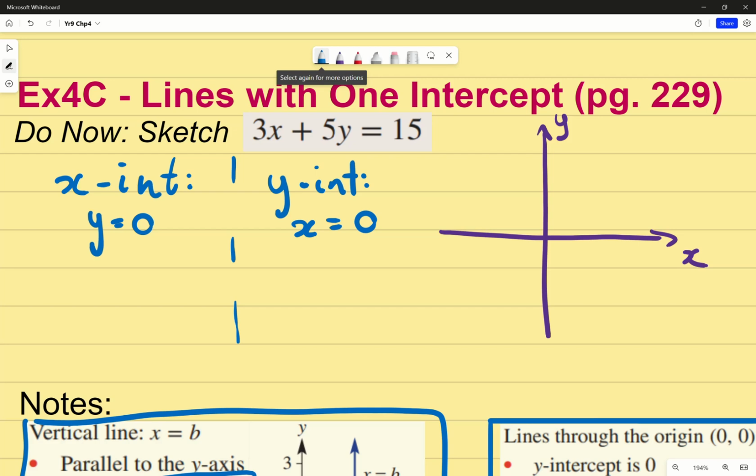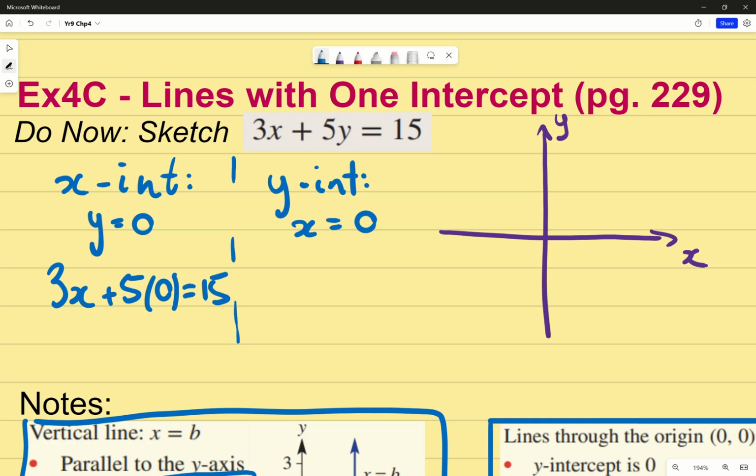So x-intercept, let y equal 0. I'm going to replace y with 0. And I get 3x plus 5, and you can write times. As a personal preference, I prefer to write brackets. There is absolutely nothing wrong with using times. I just personally prefer brackets.